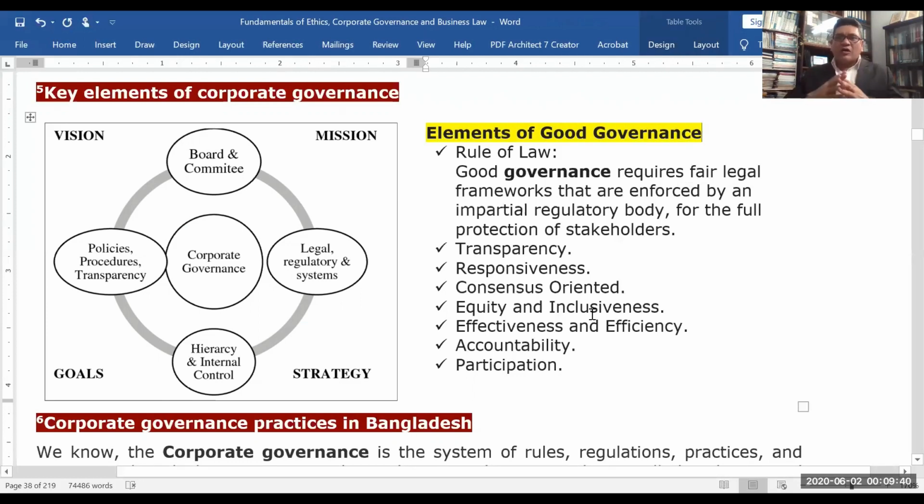rule of law. Good governance requires fair legal frameworks that are enforced by an impartial regulatory body for the full protection of stakeholders, and transparency, responsibility, responsiveness, consistency, equity and inclusion. So, an element of good governance is the rules and laws. Good governance requires fair legal frameworks enforced by an impartial regulatory body for the full protection of stakeholders, and transparency, responsibility, equity, effectiveness and efficiency, accountability, and participation.